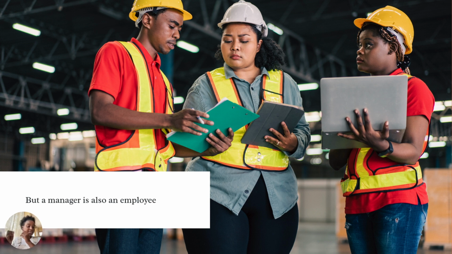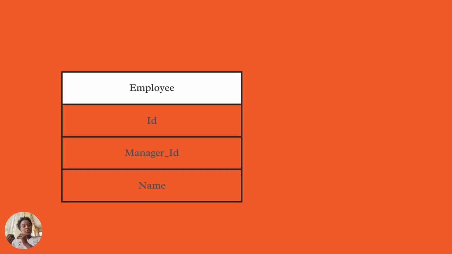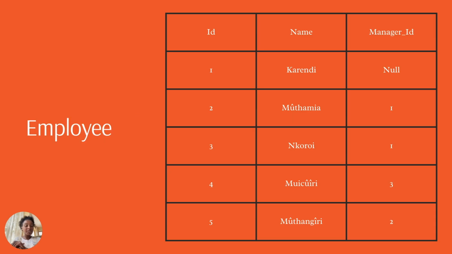But you realize that a manager is also an employee. That's why we can have the manager represented within the employee table. Let's look at an example of a table with such details. We have 5 employees here. ID number one, Karindi, is not tied to any manager. So we can assume this is maybe a CEO, the highest person in the company, the highest manager.